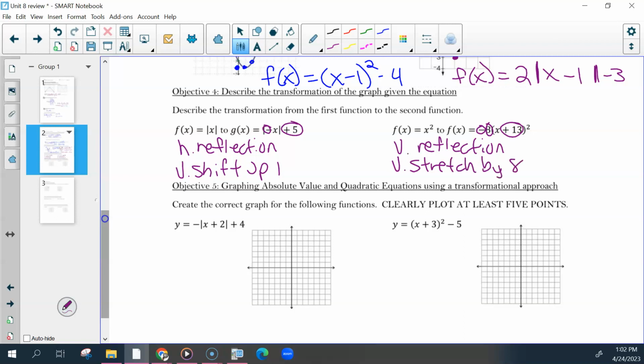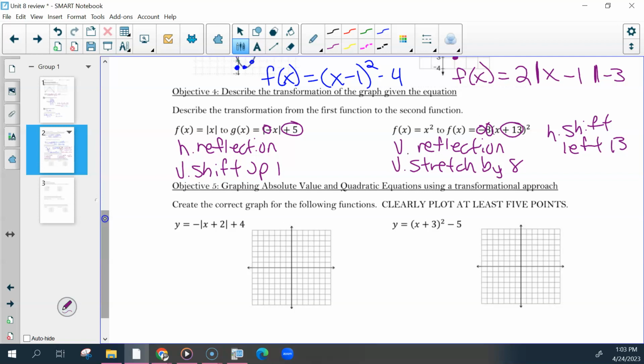So if you see a number that's greater than 1, that's a stretch. Disregard the negative because that's its own thing. If it's a fraction and the fraction has a numerator that's smaller than the denominator, that's a compression. And then the 13. Questions on that?